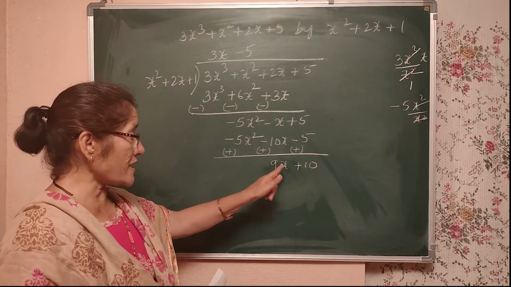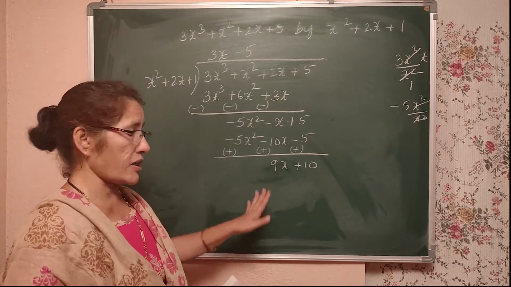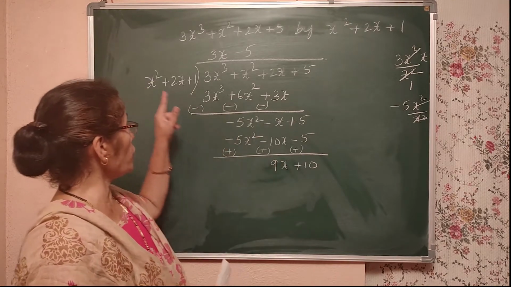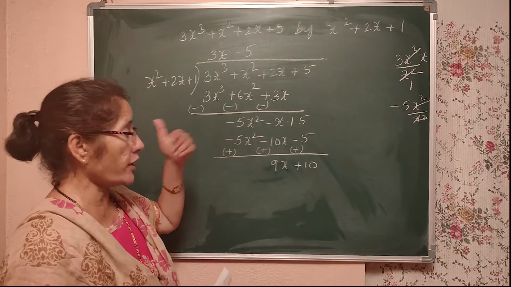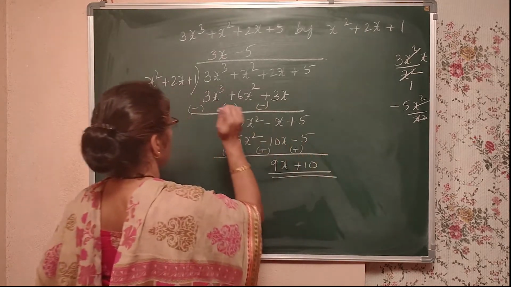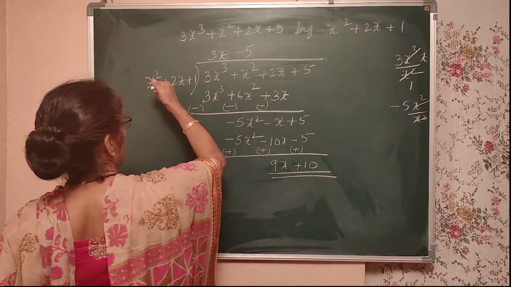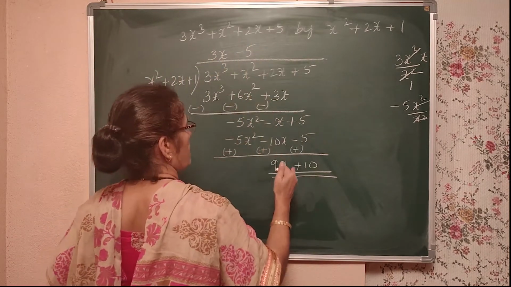If the power of this is less than the first term of this, then it is a remainder. If it is equal to 2 or more than 2, then you have to divide. So this is the remainder. So this is P of x, dividend, this is divisor, this is quotient, this is remainder.